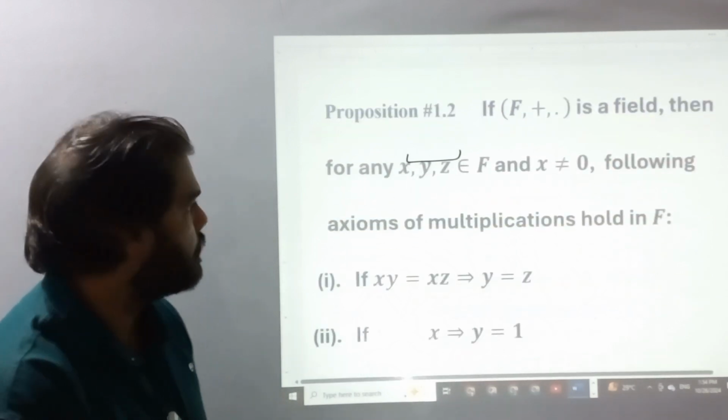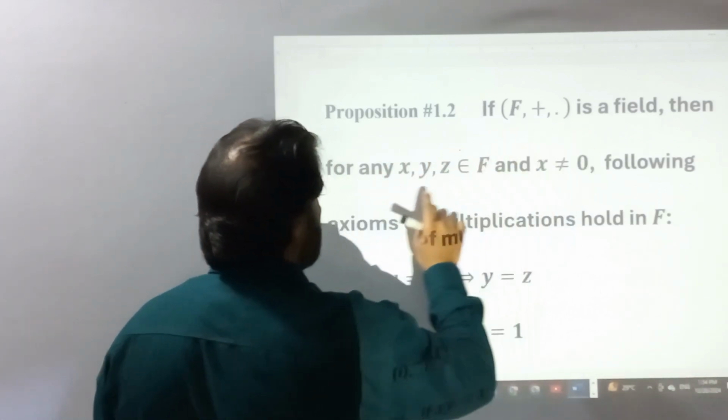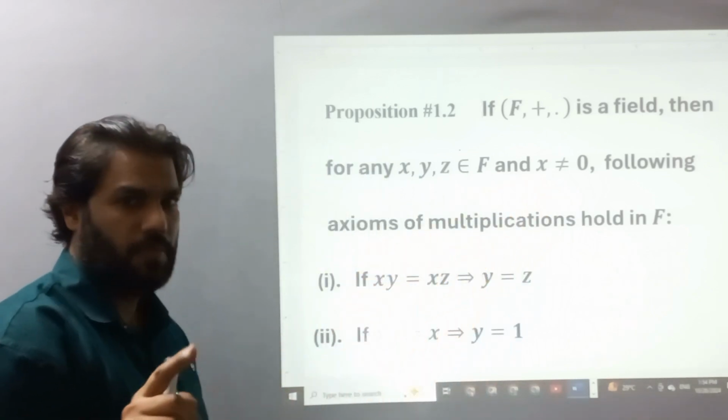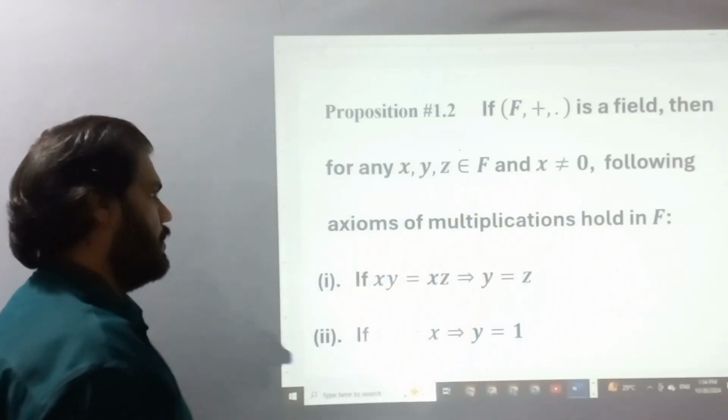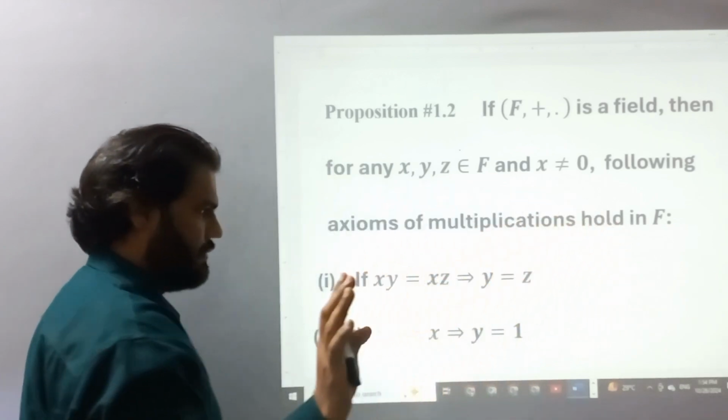Proposition 1.2. If F is a field, then for any x, y, z belonging to F, where x is non-zero, these are the properties of multiplication. The following axioms of multiplication hold in field F.